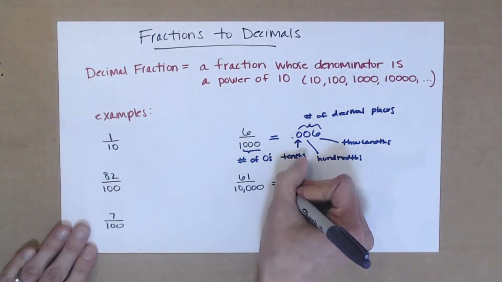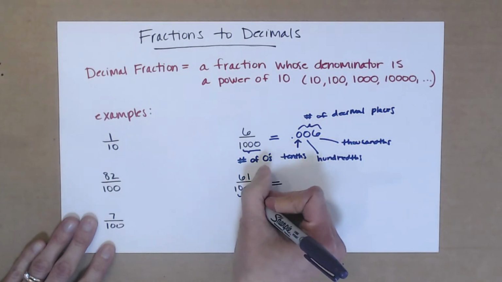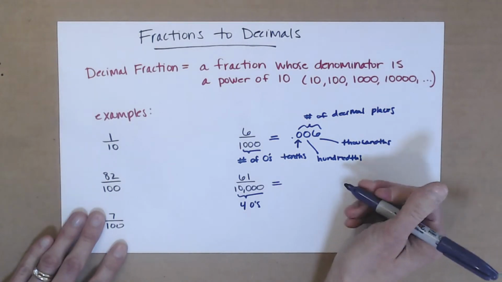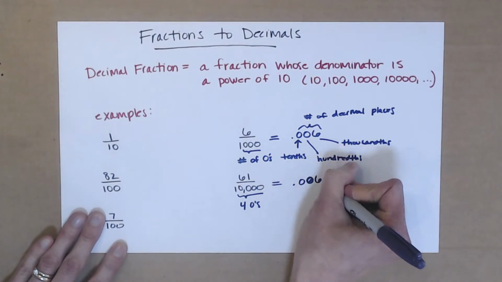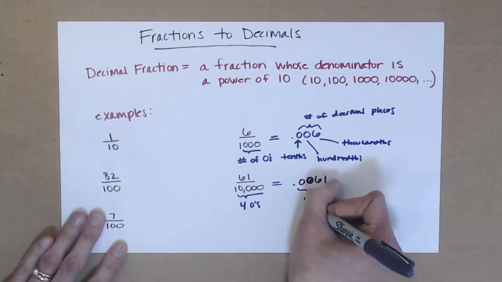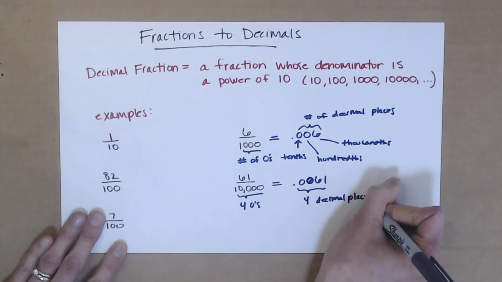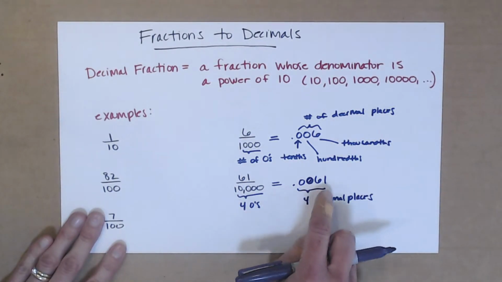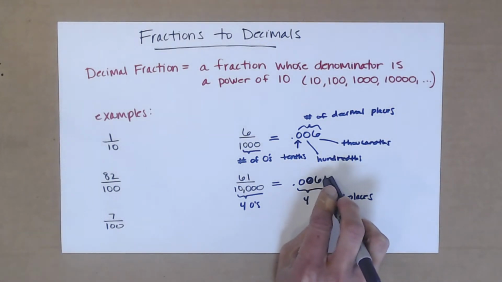For example, this next one, 61 ten-thousandths. I have here 1, 2, 3, 4 zeros. So I'm going to have 4 decimal places when I convert it to a decimal. So I'm going to have 0.0061. I'm going to have 4 decimal places. So 61 ten-thousandths is written as 0.0061 because this is tenths, hundredths, thousandths, ten-thousandths.